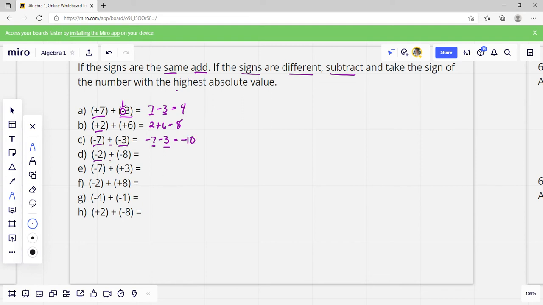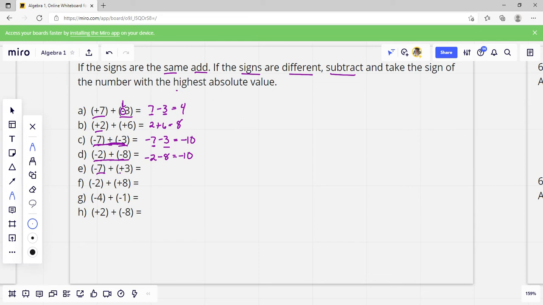Negative 2 plus negative 8. This means you owe $2. Then you owe 8 more dollars. So now you owe a total of $10. Okay, the signs are the same, so we add, right? Signs are the same, so we add the numbers, 8 and 2, and then we use whatever sign they have. So if they're both negative, the answer is negative.